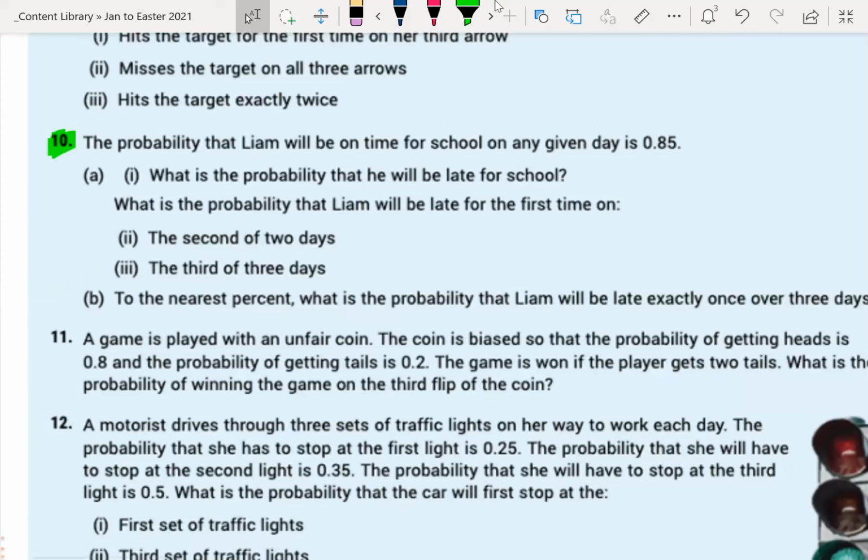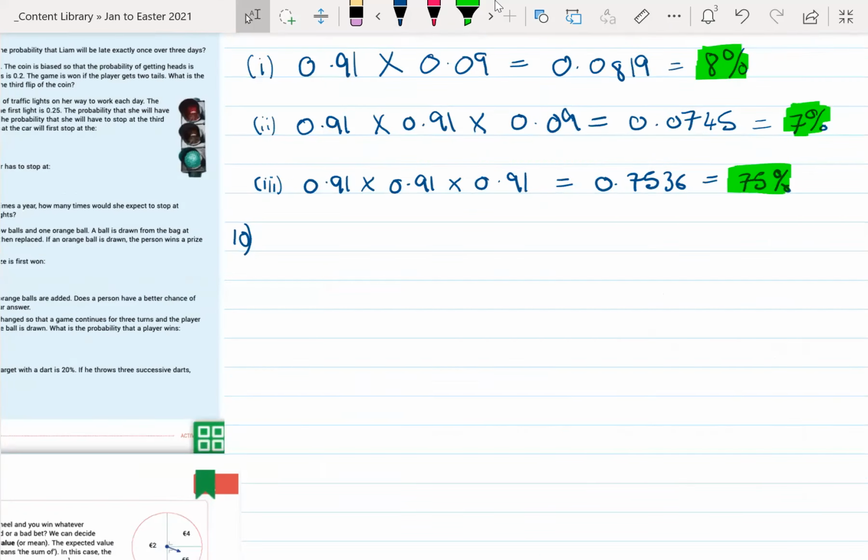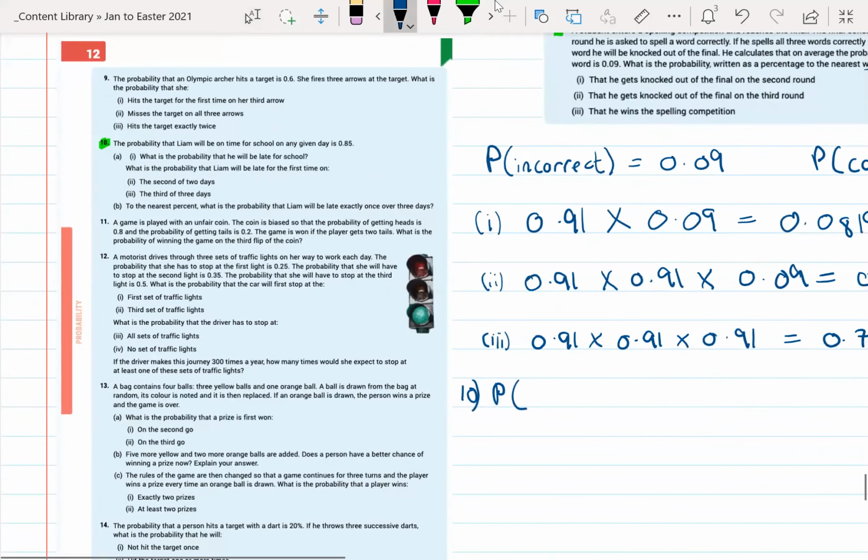Now, question 10. The probability that Liam will be on time for school on any given day is 0.85 or 85%. What is the probability he'll be late for school? Well, that must be 1 minus 0.85, which is 0.15 then, if that's the case. Okay, so let's go do it over here. So probability of being on time.